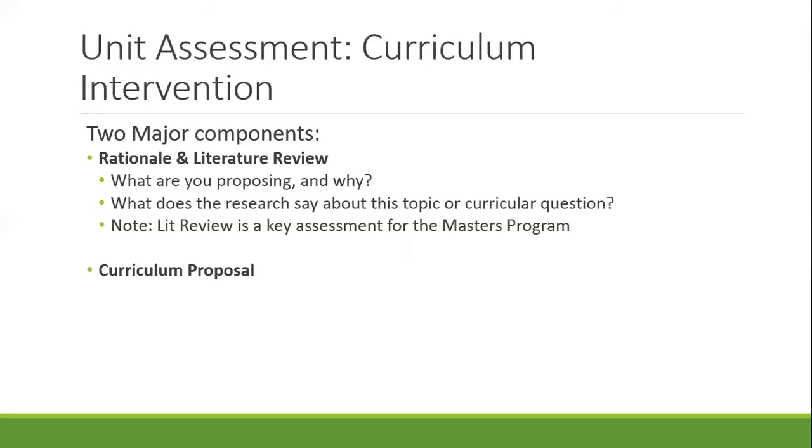So your rationale and literature review focuses on what you're proposing and why. So in this section, you'll talk about things like what the research says about your topic or curricular question. It's also important to know that your literature review is one of the key assessments for the master's program. So you may have noticed in the rubric for your final project, you have my standard rubric, and then there's a separate writing rubric. In the master's program, we're required to assess your writing in a formal way at multiple points throughout the program. And this portion of your literature review is one of those. And I'll talk more about that in just a moment.